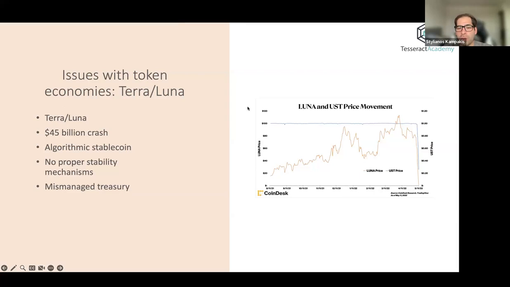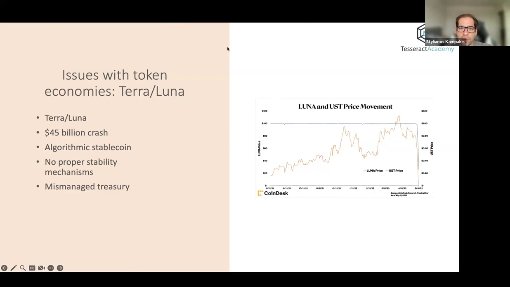So I'm sure that each and every one of you must have heard about Terra Luna and the crash that took place. I think it was last year, if I'm not mistaken. Yeah, it was last year. So Terra Luna was one of the biggest projects in the crypto space, and it was a decentralized algorithmic stablecoin.